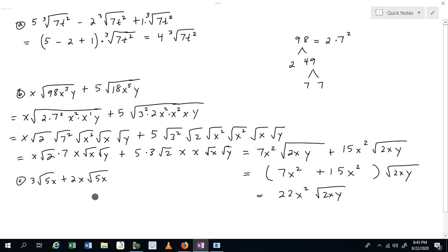Okay, let's look at this last one. So here the radicals appear to be the same. So I can factor out the square root of 5x. And when I factor it out of here, I'm left with a 3. And when I factor it out of here, I'm left with a 2x. And now I can't combine these because these are not like terms. And this can't be reduced any further. So I think this is the simplest you can write this.